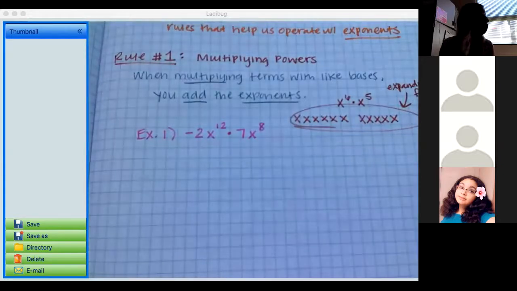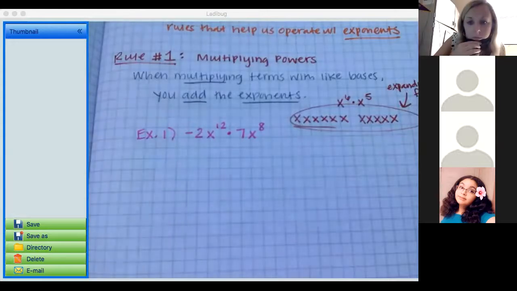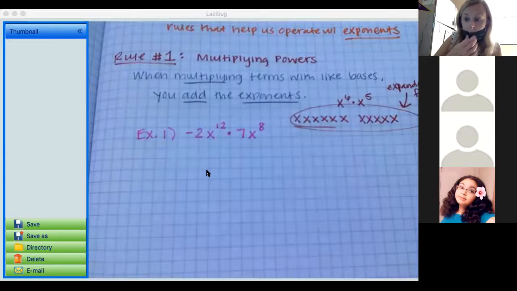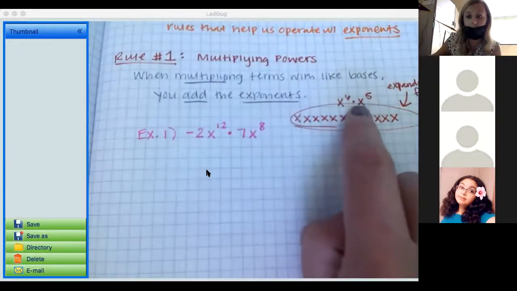Can you see it? That is a 12. Wait, what do you need the x for? Why can't you just put like 2 and then 12? No, it's negative 2x to the 12th. So this means I have 12 x's. Oh. x is your base. That's your variable. Just like up here, we had x to the 6th, x to the 5th.